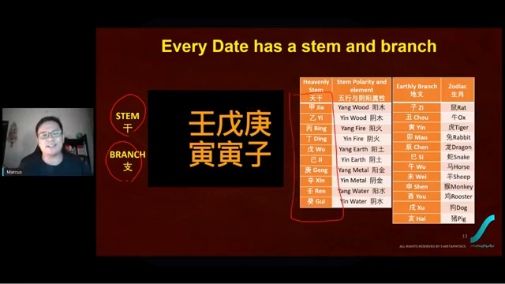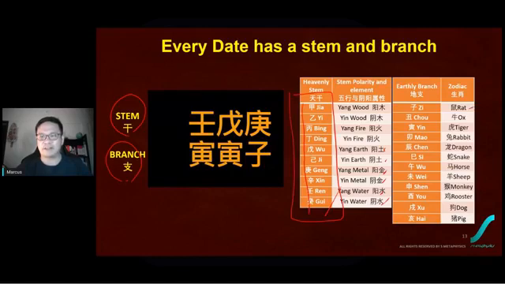So this is known as the stem, literally 甲乙丙丁戊己庚辛壬癸, or down here like the yang wood, yang fire, yang earth, yang metal, yang water. 甲乙丙丁戊己庚辛壬癸. Okay, so down here. And then the branch is typically referring to the 12 animals that we are very familiar with in Chinese society.